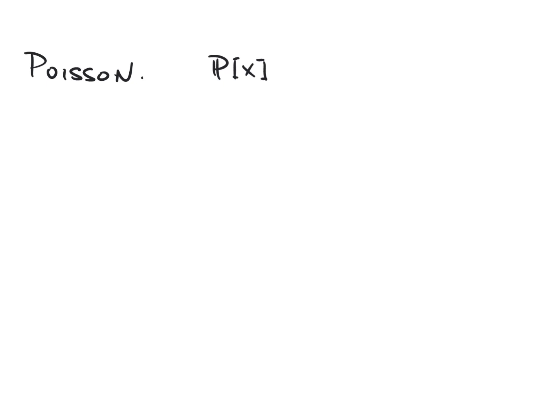And for the Poisson distribution, we had a formula to calculate the probability of X events: mu to the power of X, e to the power of negative mu, over X factorial.